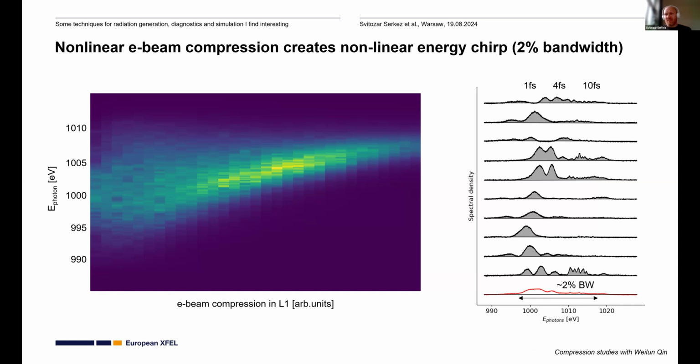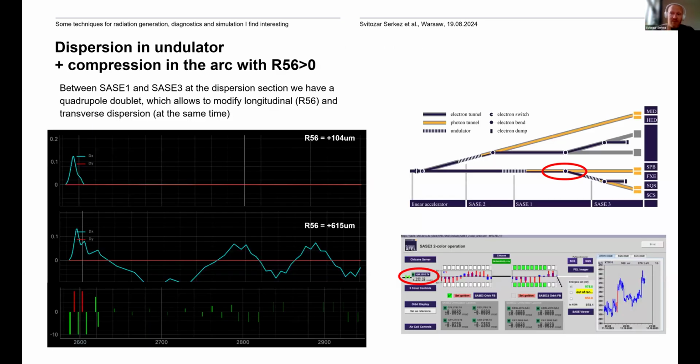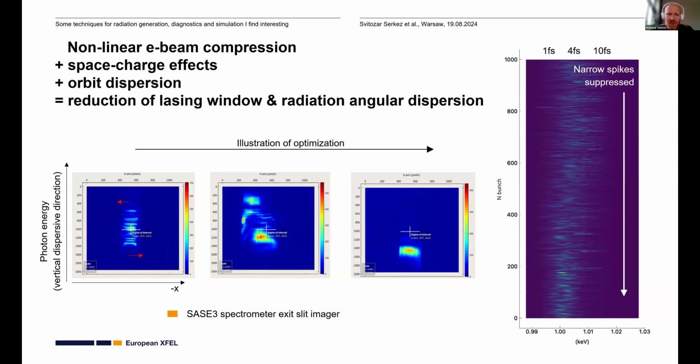And actually that is the manifestation of frequency chirp over the pulse. So the head of the pulse has higher photon energy than the tail of the pulse. And then in the end, we found a couple of quadrupoles, which if you detune the current through them a little bit, you can change transverse and longitudinal dispersion in the beamline. So that allows you to further compress the beam and introduce a little angular dispersion to the photon. So that's how our tuning looks like.